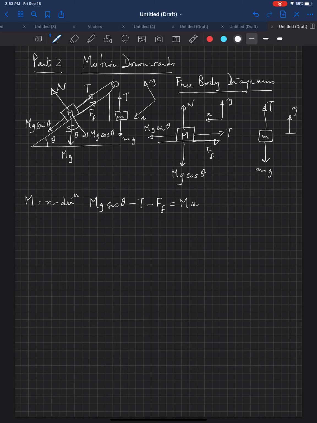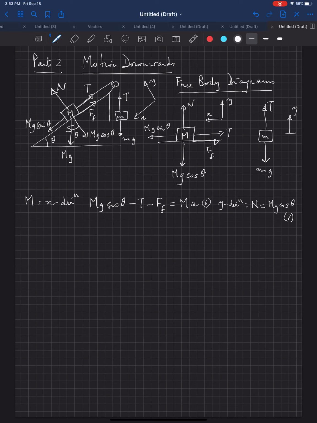Okay, and in the y direction, the equation is N, which is upwards, downward force is Mg cosine theta. Okay, so N equals Mg cosine theta. And so let me call this equation 6, and I'll call this equation 7.